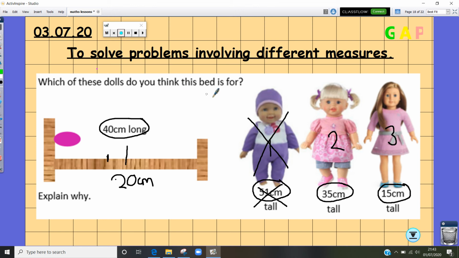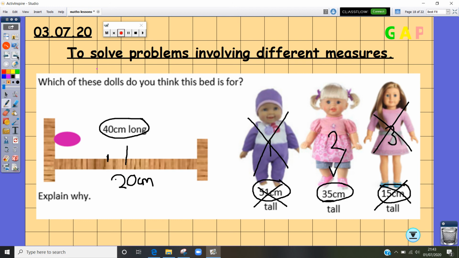Which doll do you think that it is best for? Now, if you look at doll number two, she is 35 centimetres tall, and actually 35 is very, very close to 40. So she would be the most suitable doll to put in the bed, because there wouldn't be too much space left over like doll number three, and her feet wouldn't hang off the edge like doll number one because she's too tall. So the answer would be doll number two, because 35 centimetres is very close to 40 centimetres and she would fit nicely in the bed. So well done if you've managed to work through that question with me.